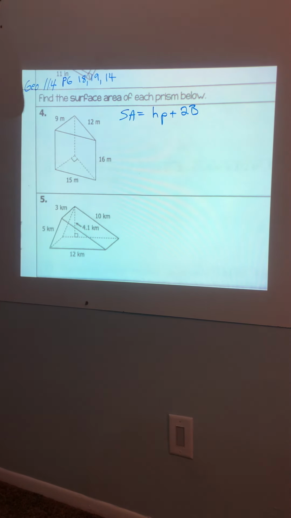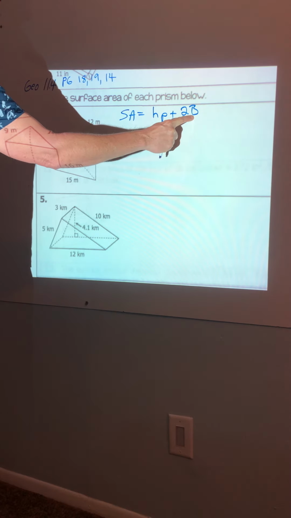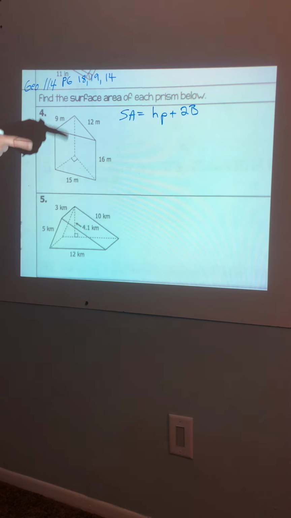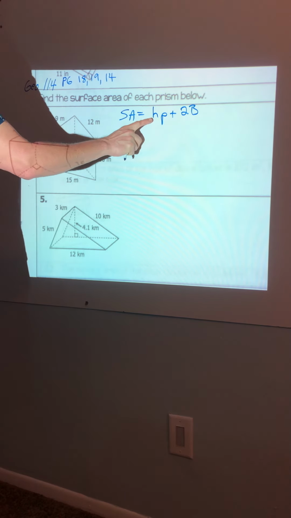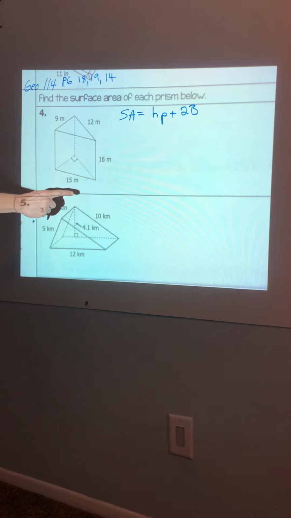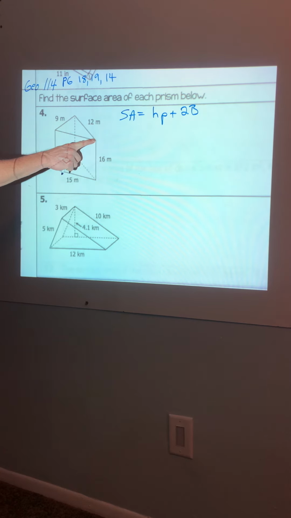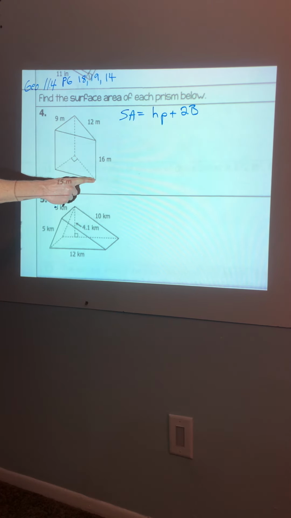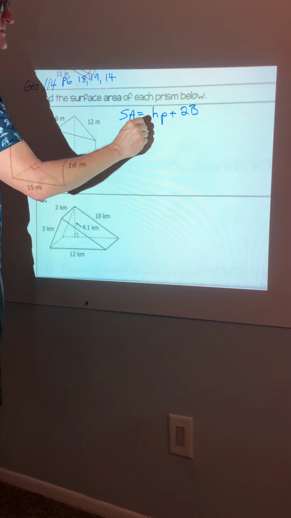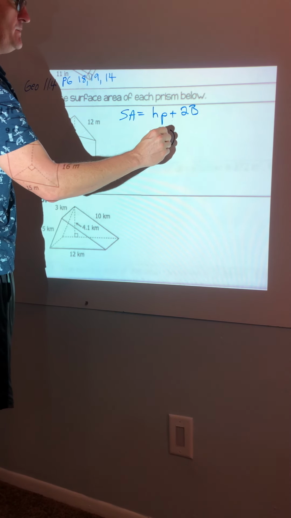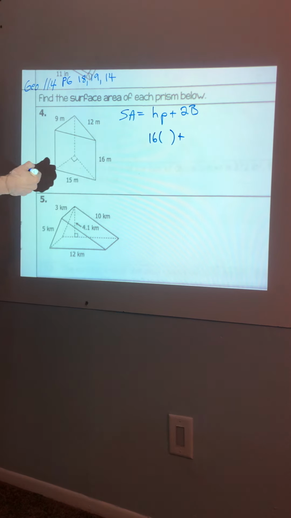And that capital B matters. That capital B tells you it's going to be the area of the base. Let me give you all these letters. The H is the height from base to base. So see how 16 runs from one triangle to the other. So that is going to be 16. Perimeter is P.